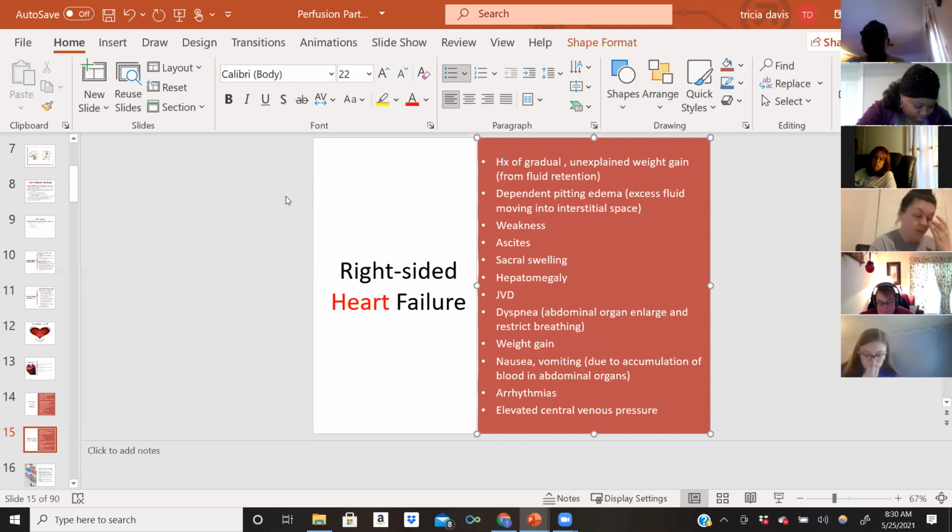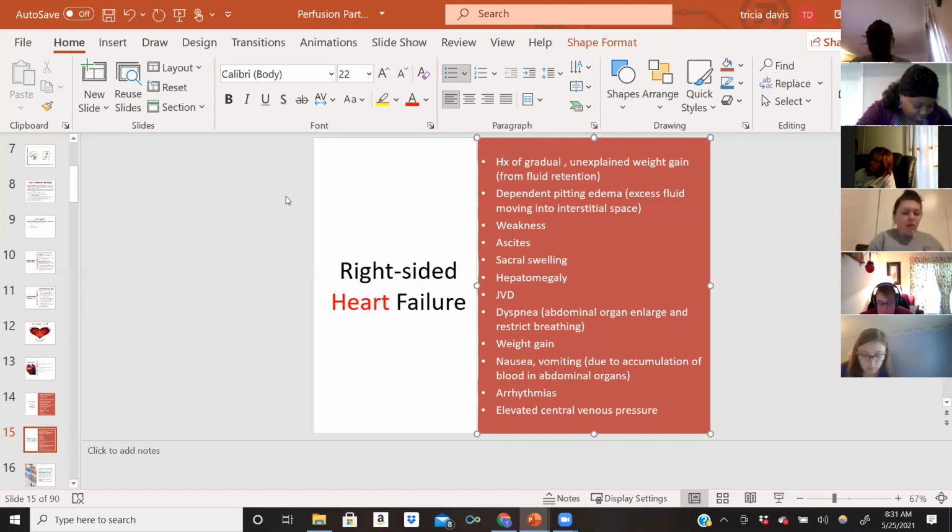But in this case, it's not going to be because the blood is backing up into the lungs. It's going to be because all of the organs are enlarged, and it's going to cause restricted breathing because all that fluid is pooling in their lower extremities and in their abdomen, and it's going to put pressure on their diaphragm. They're not going to be able to breathe properly. So I need you to understand where the dyspnea is coming from. It's 2 different issues, between right-sided heart failure and left-sided heart failure.